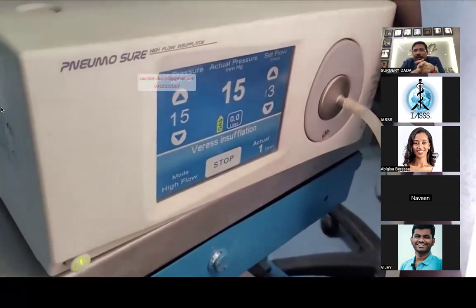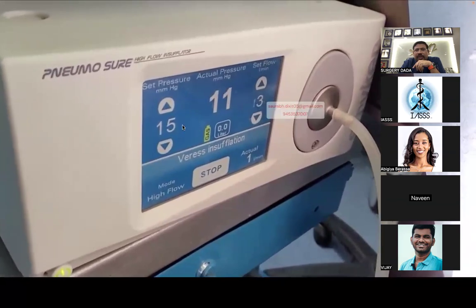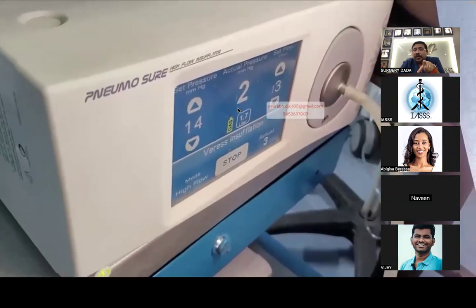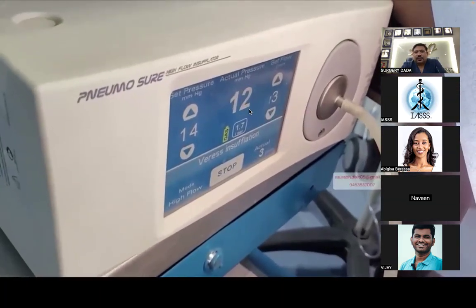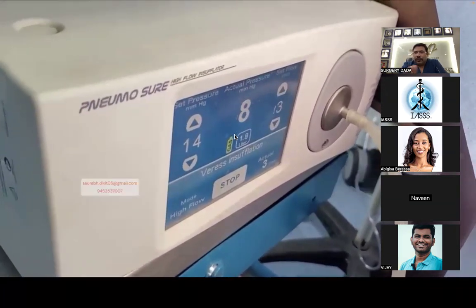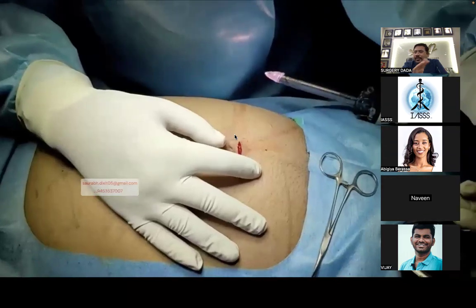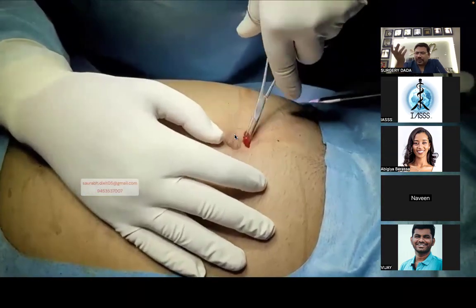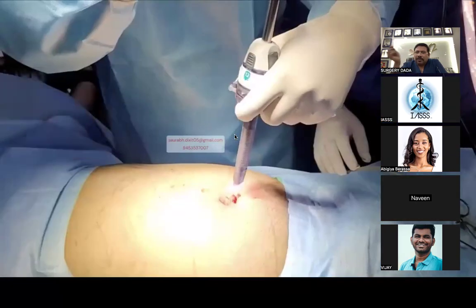Now the next step is I will open up the pressure. Can you see this Veress insufflation is showing you 15 by 15? That means there was some occlusion. Now you can see the actual pressure. If you see in this, the pressure is fluctuating, 2, 8, 2, 8. That means there were some adhesions. Maybe because of that, the momentum is coming.